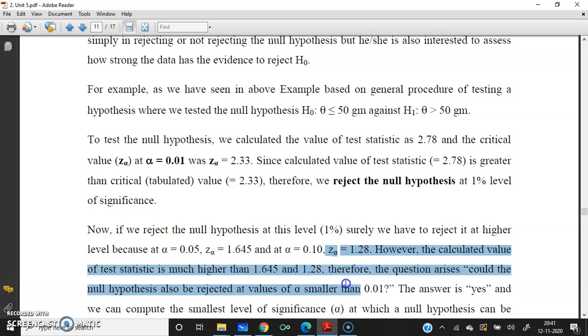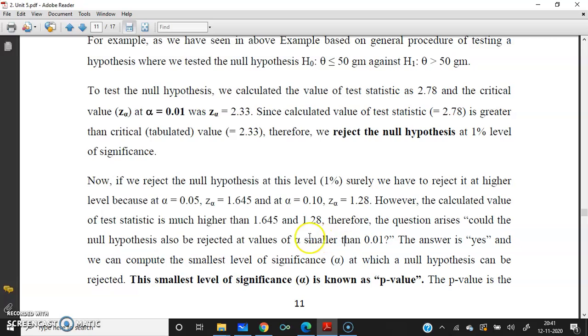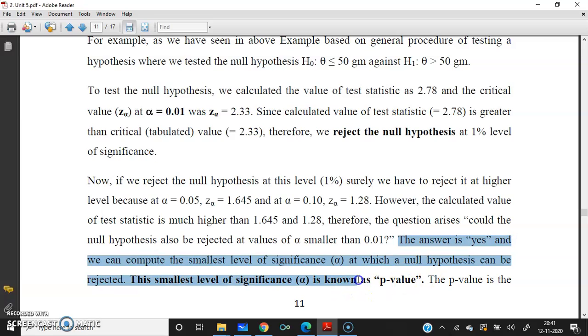Therefore, the question arises, could the null hypothesis also be rejected at values of alpha smaller than 0.01? Is it quite possible, right? At 0.01 only we have tested, but is it possible that if it is lesser than 0.01 also we have to reject it? So this question arises in our mind. The answer is yes. Is it quite possible? We'll see. So we compute the smallest level of significance.